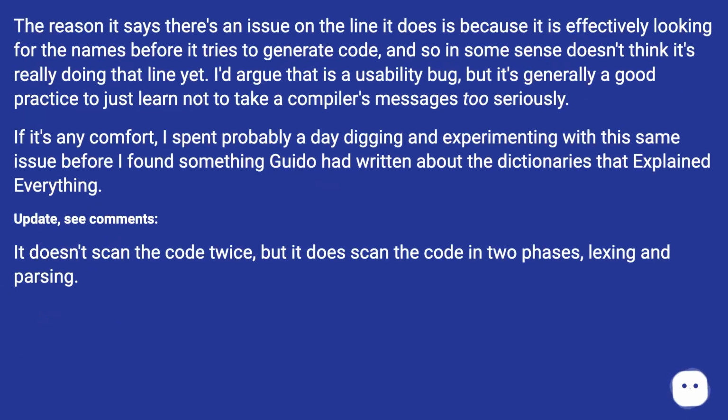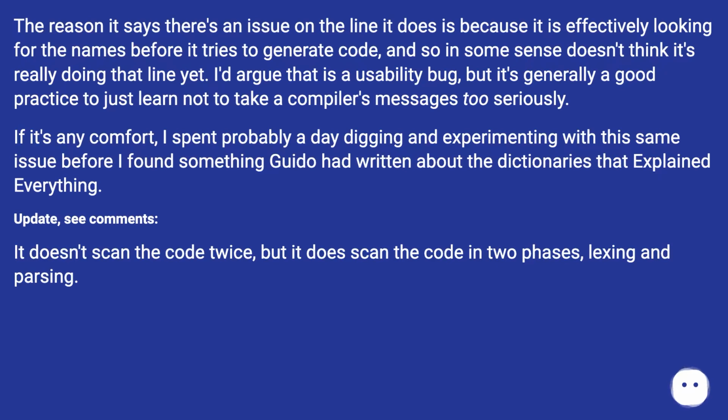The reason it says there's an issue on the line it does is because it is effectively looking for the names before it tries to generate code, and so in some sense doesn't think it's really doing that line yet. I'd argue that is a usability bug, but it's generally a good practice to just learn not to take a compiler's messages too seriously. If it's any comfort, I spent probably a day digging and experimenting with the same issue before I found something Guido had written about the dictionaries that explain everything.